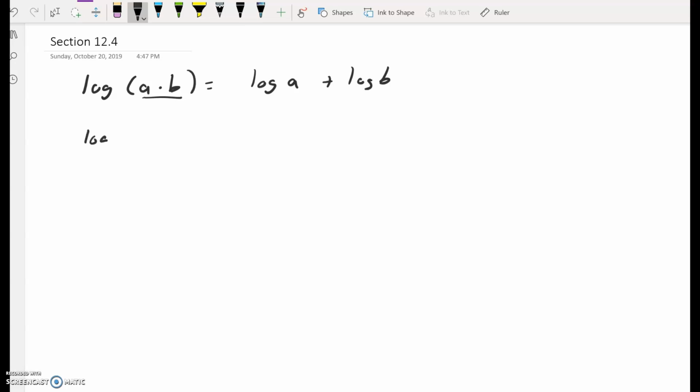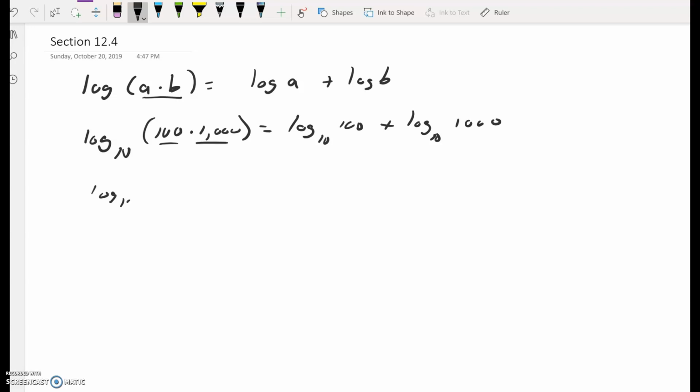Let's take a look at that. You'll recall that when there is no base, it's a base 10. So let's do something that hopefully we understand. 100 times 1,000 is 100,000. So the left-hand side is the logarithm base 10 of 100,000. And how many powers of 10 do you have to get to 100,000? Well, it's 5 of them. So you can do this on a calculator if you want, but it's going to be 5.